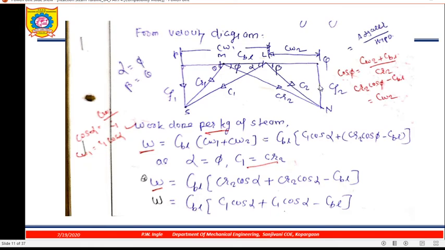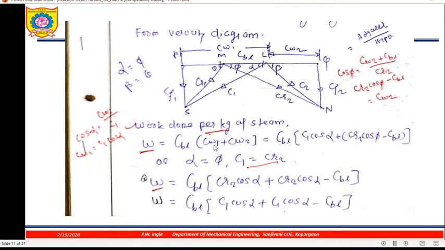C2 has two components, CF2 and CW2. C1 has two components, CW1 and CF1. Now alpha equal to phi, beta equal to theta. Now work done per kg of steam is what? CBL in bracket CW1 plus CW2. That is CBL in bracket C1 cos alpha plus CR2 cos phi minus CBL.